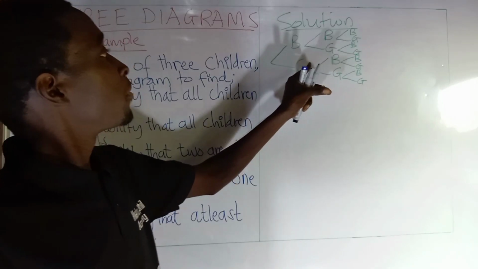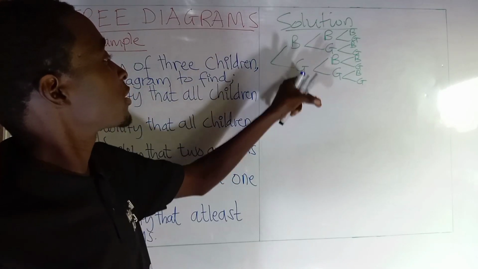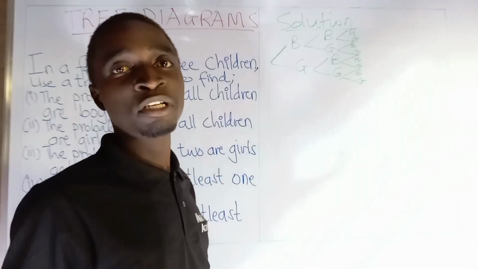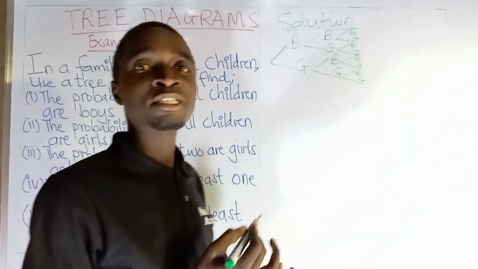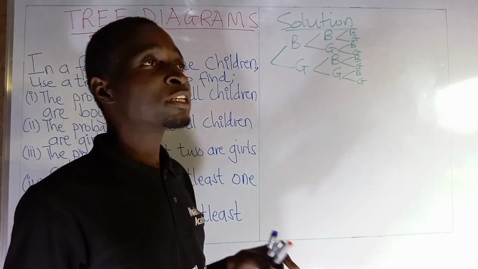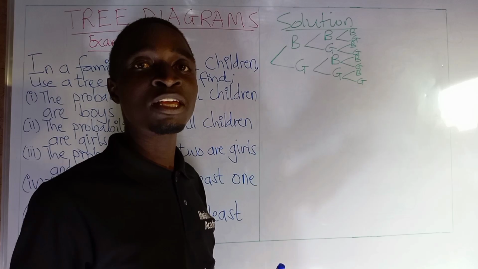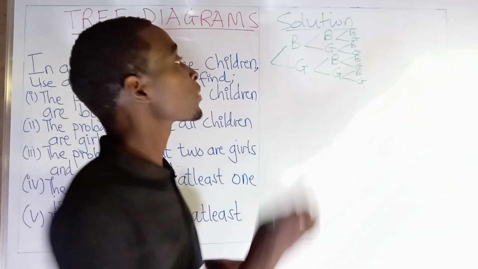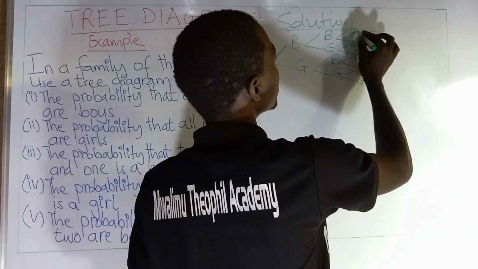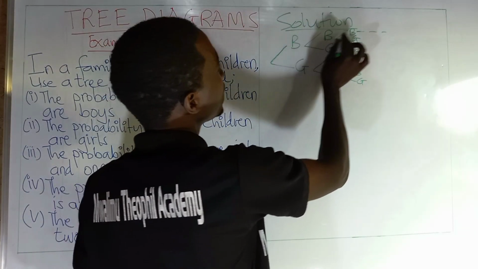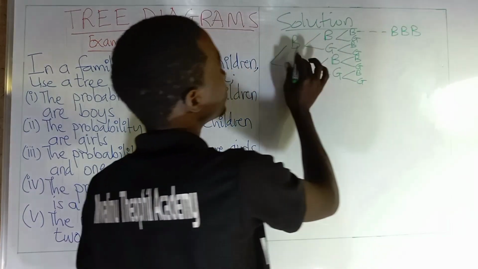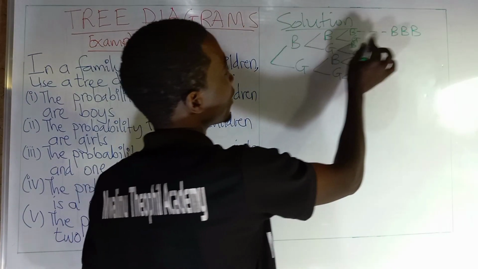As you can see, we have a line for the first child, second child, and third child, as we are told that this family has 3 children. Now, let us see the different possible combinations of 3 children within this family. The first combination is boy, boy, boy. Our second combination is boy, boy, girl.